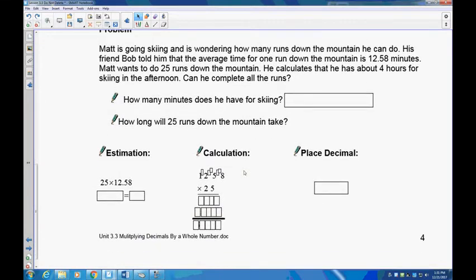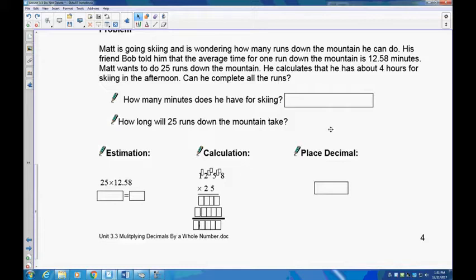Matt is going skiing, and he's wondering how many runs down the mountain he can do. His friend Bob told him that the average time for one run down the mountain is 12.58 minutes. Matt wants to do 25 runs. So he calculates he has about 4 hours for the skiing. So the question is, can he complete all the runs in his 4 hours?